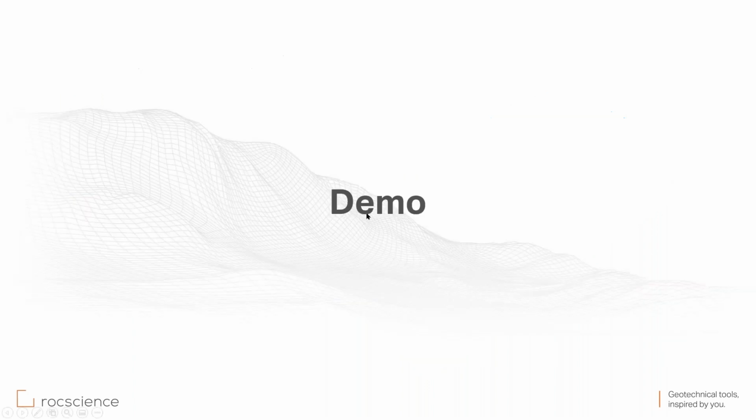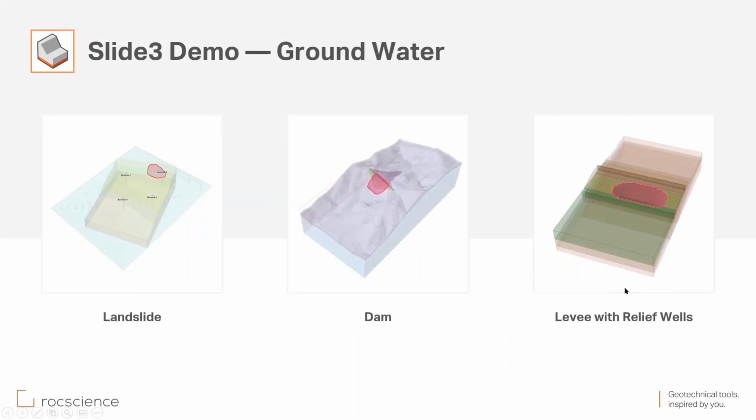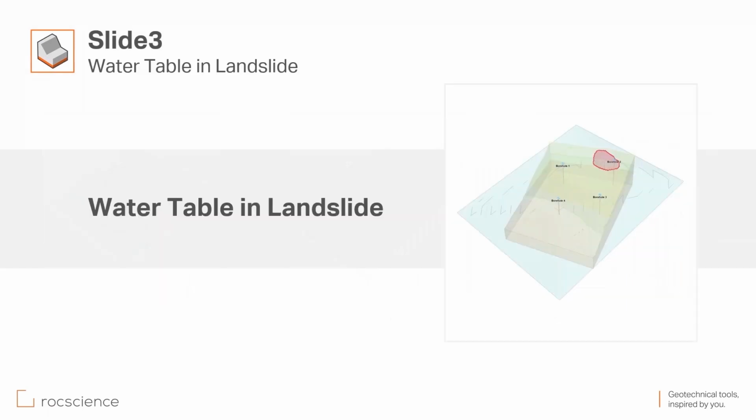For this section, we have 3 examples. One is the landslide example, a little bit different. The second one is a dam example, and the last one is a levee with relief wells. I'm going to explain every example in detail, and I'm trying to explain all the features that we have related to the groundwater analysis.